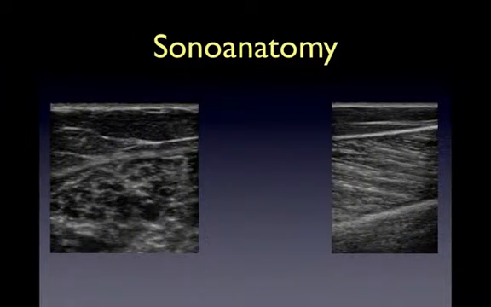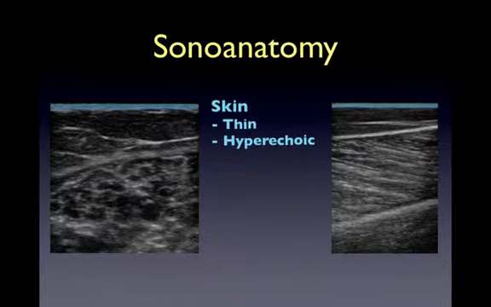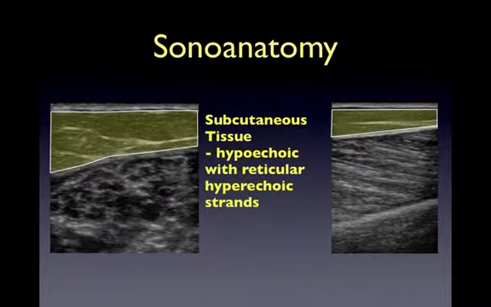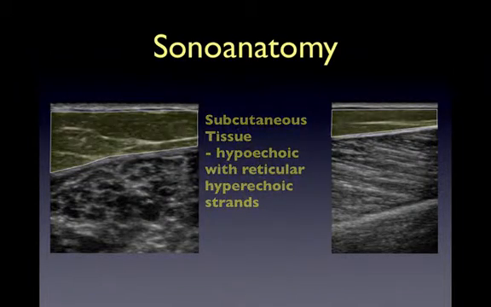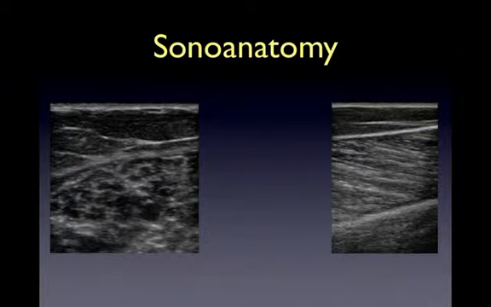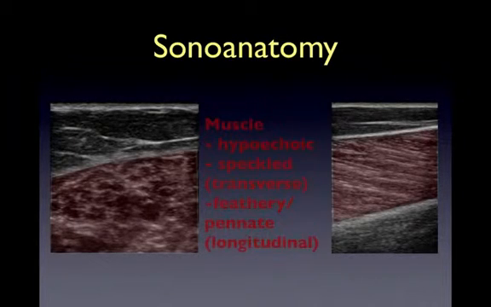So we'll do a quick review of soft tissue sonoanatomy. Starting closest to the probe, the thin hyperechoic layer is the skin. Beneath that, the subcutaneous tissue is hypoechoic with some reticular hyperechoic strands running through it. Immediately beneath that, we often see a hyperechoic line that represents the superior muscle fascia, and below that is the actual muscle body, which appears to be speckled when you're looking at it in transverse plane, or feathery or pinnate when you're looking at it in longitudinal, which we see transverse on the left here and longitudinal on the right.